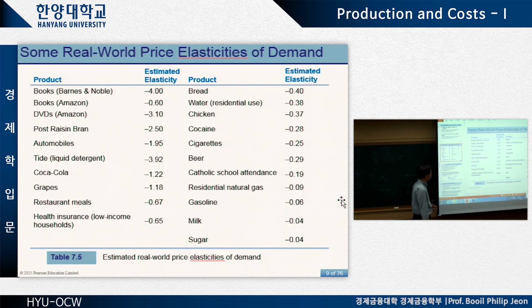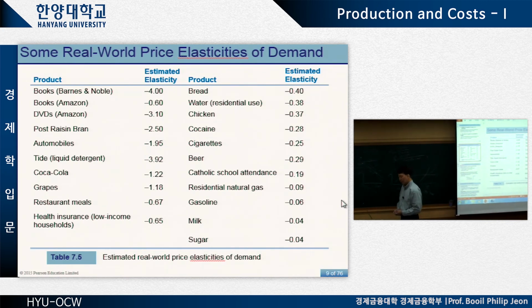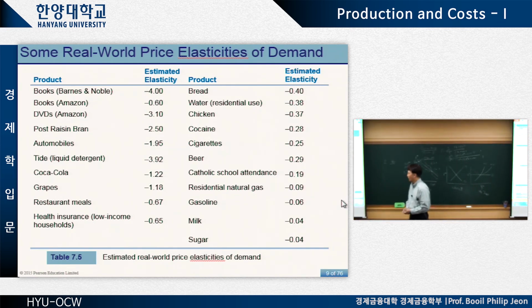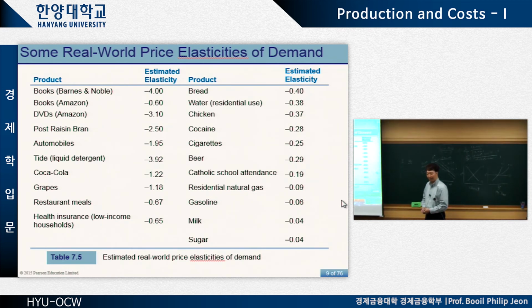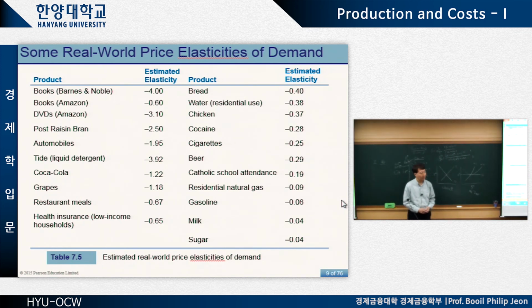Okay, what about Tide? Tide is a liquid detergent, a laundry detergent, right? Isn't it a necessity? Why is it so high? Elasticity is 3.92. Any idea? Because it's a liquid detergent, it's more like luxury. Laundry detergent is luxury? It's not really necessary, people can buy a powder detergent.